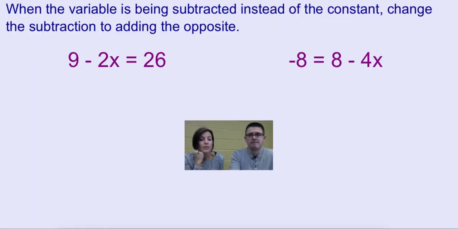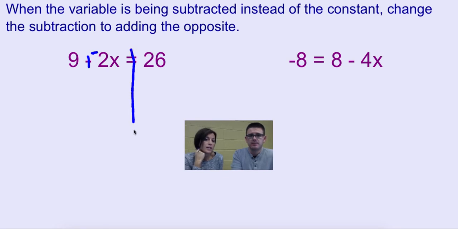No. When the variable is being subtracted instead of the constant, change the subtraction to adding the opposite. So this time, rewrite the problem, instead of 9 minus 2x, as 9 plus a negative 2x. In that very first problem we did, we were okay leaving it as subtraction and just doing the opposite. But when that subtraction is in front of the variable, we have to change it. We don't have a choice, because we want to know that that 2 is really a negative 2x.